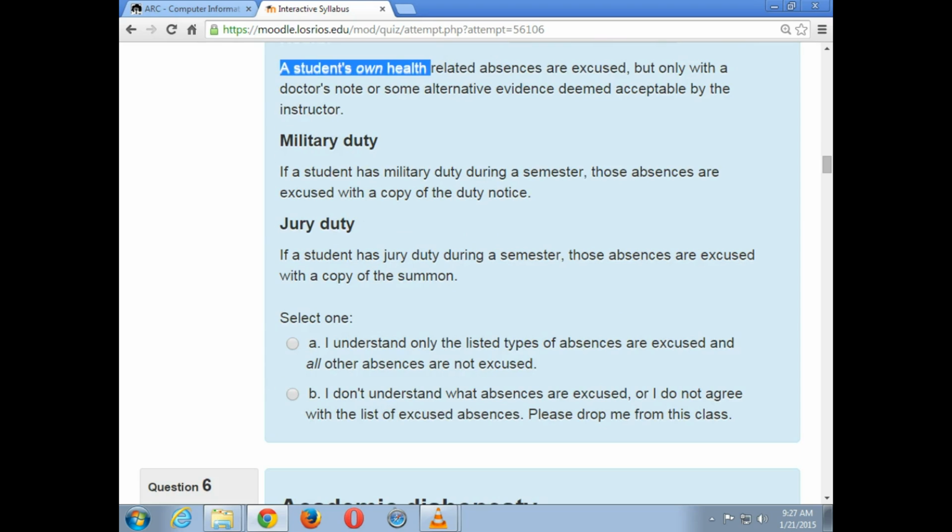If you're in the military and you have a notice and you have to do something and you cannot attend the class, with a copy of the duty notice, you can also be excused. And the same thing for jury duty. So all of these three are reasons where you can get an excused absence.